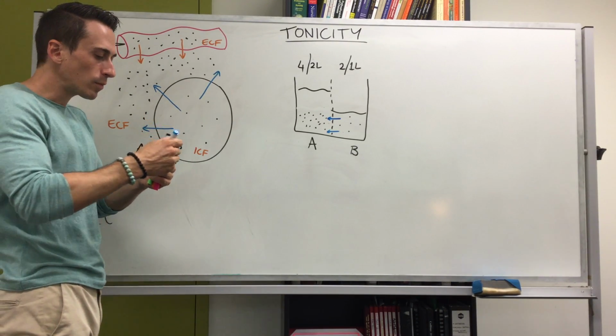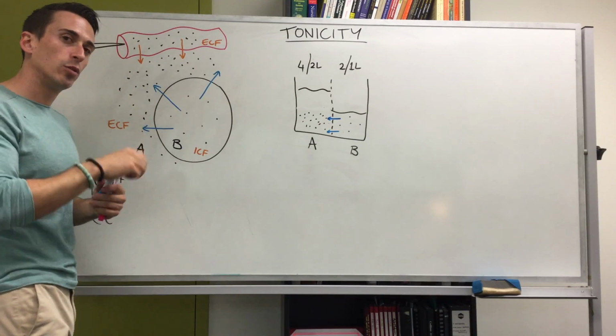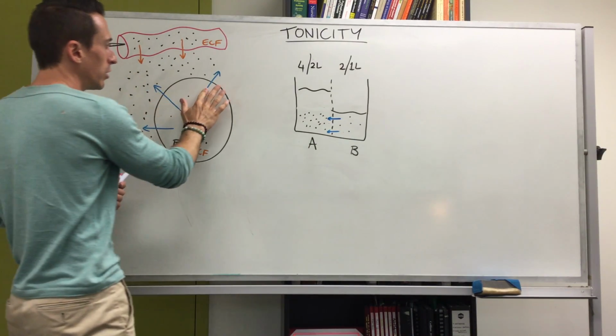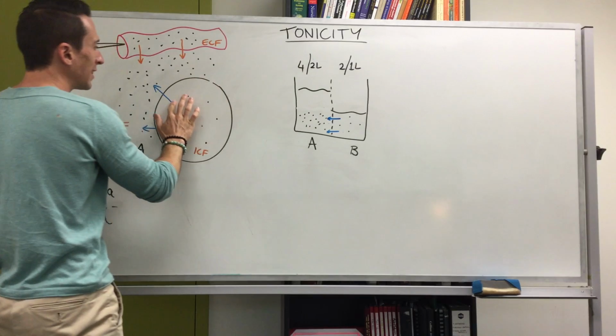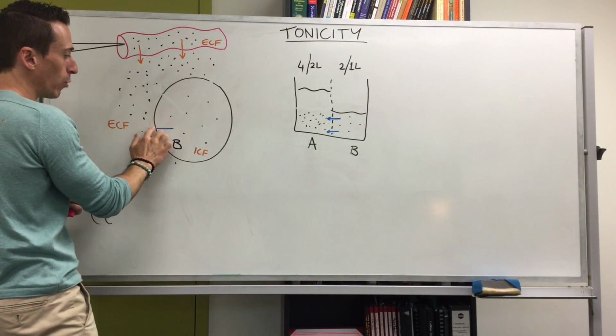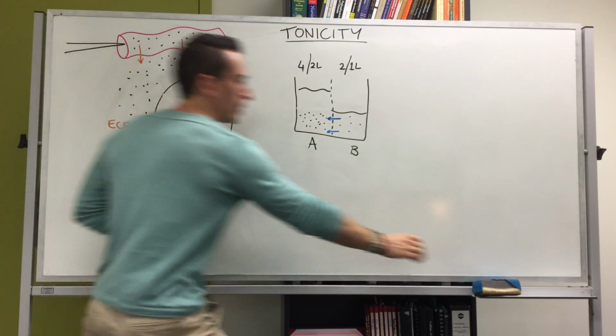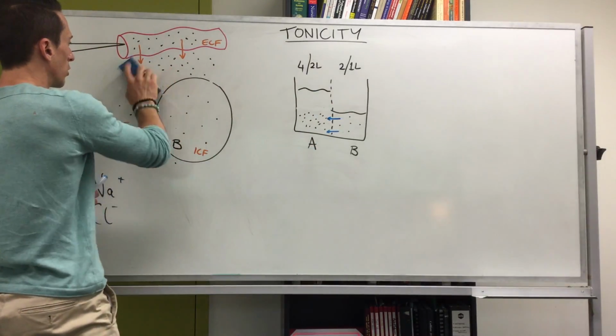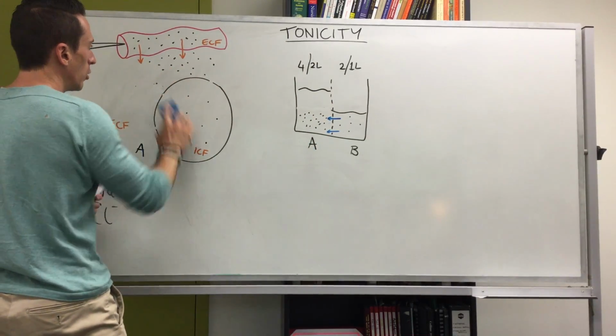So, what do you think would happen if you were to inject into a patient a solution that was far less concentrated than the cell? So we just injected a solution that was far more concentrated than the cell. What happens if we inject a solution that's far less concentrated? Well, let's have a look.